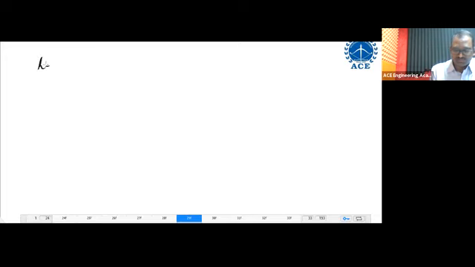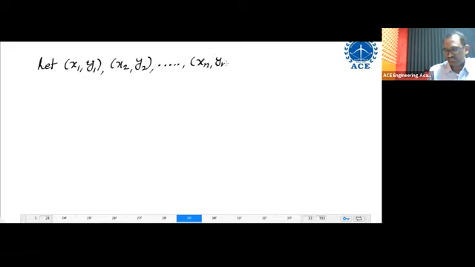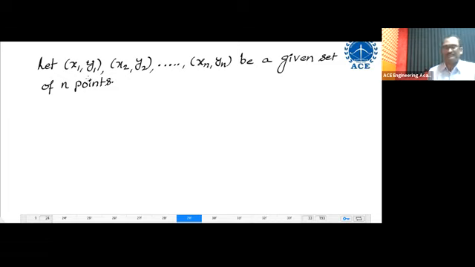Write down. Let (x1, y1), (x2, y2), ..., (xn, yn) be a given set of n points.